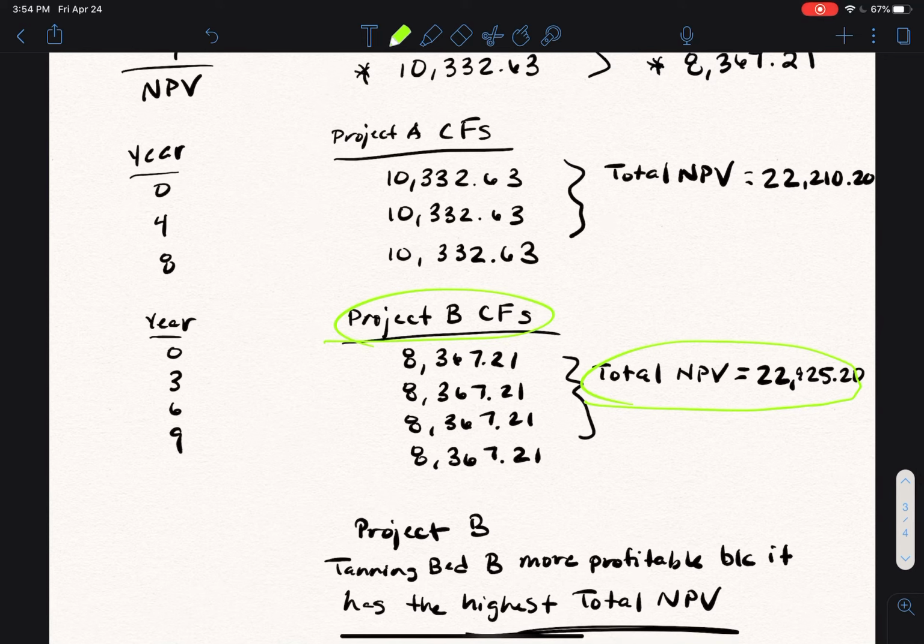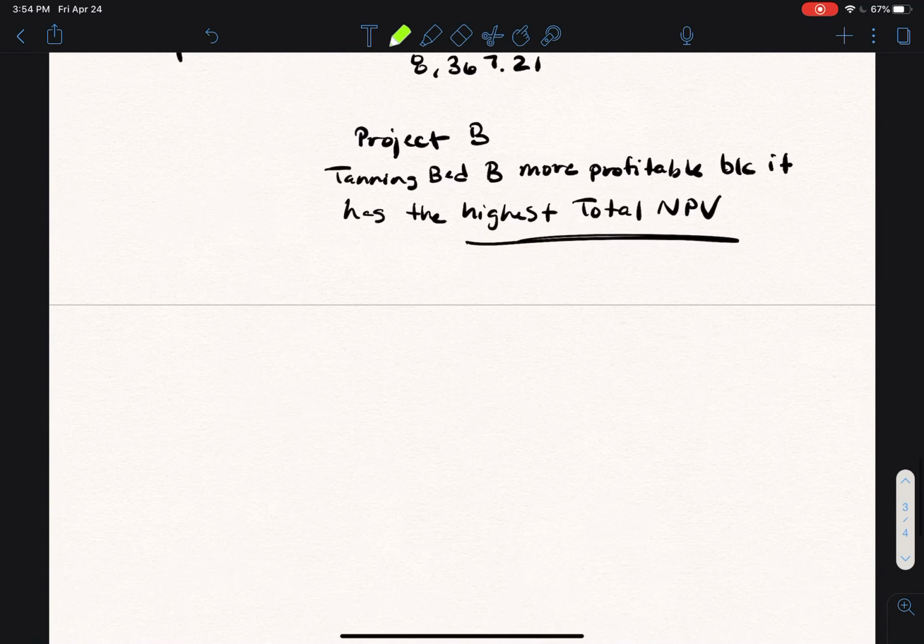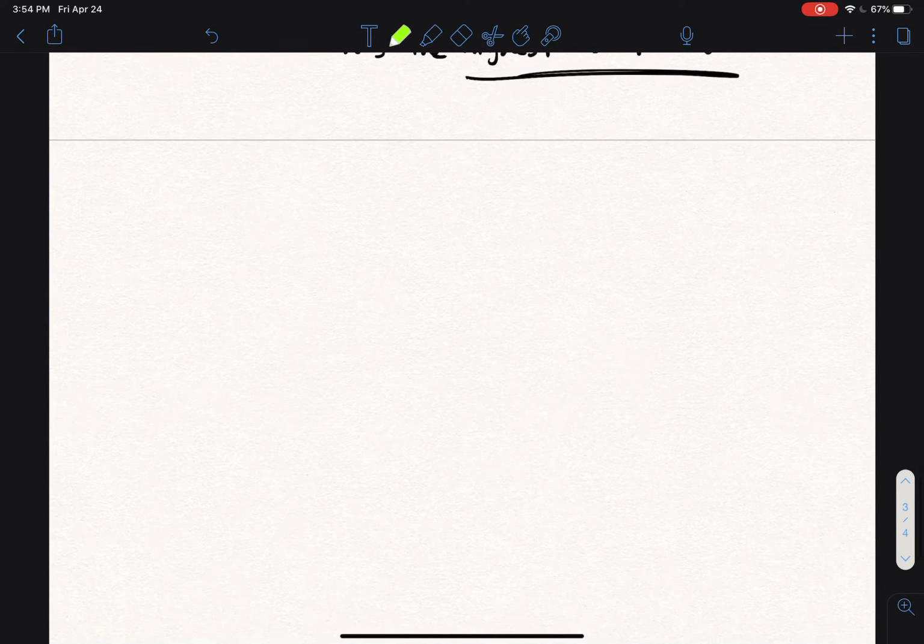Again, if you're worn out and you're like, gosh, this is just the longest video ever, pause it, take a break, and when you're ready, come back. I'm going to keep going though. All right, so the equivalent annual annuity approach is so much easier than the replacement chain method.